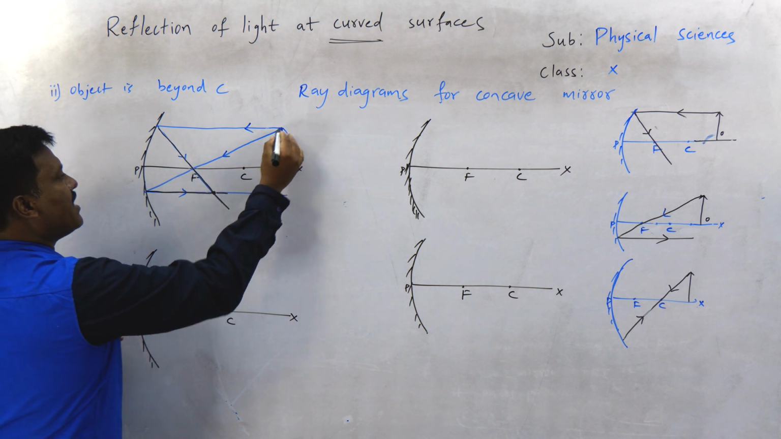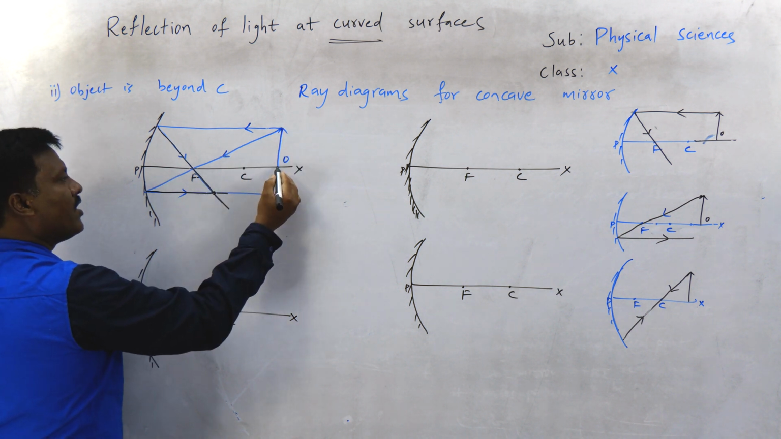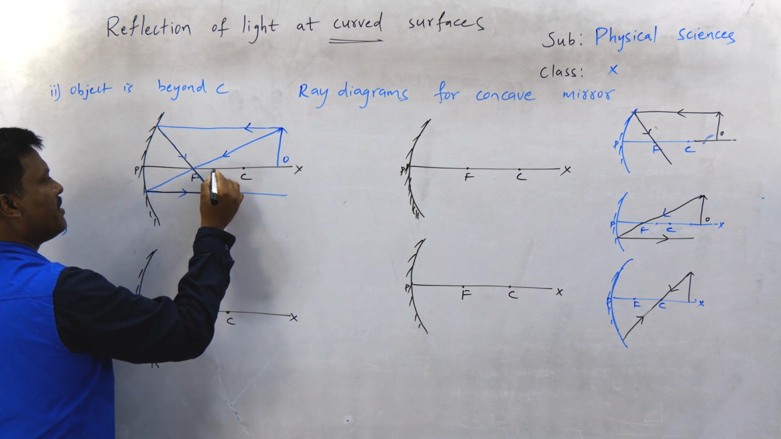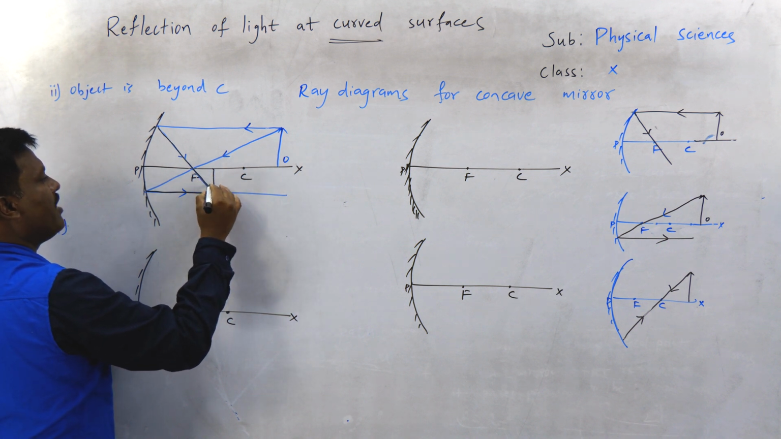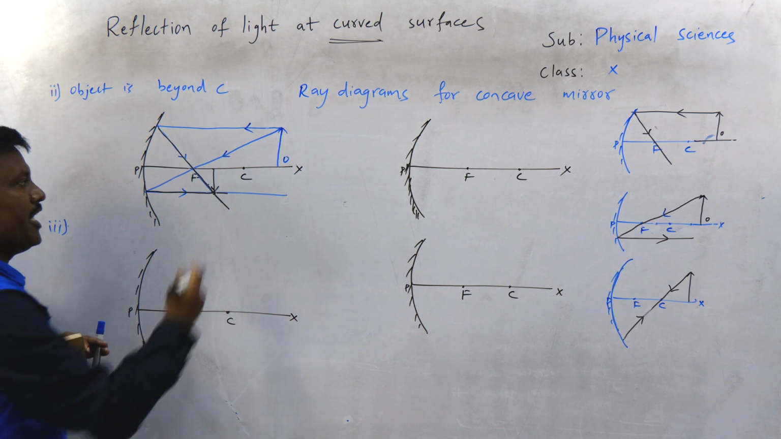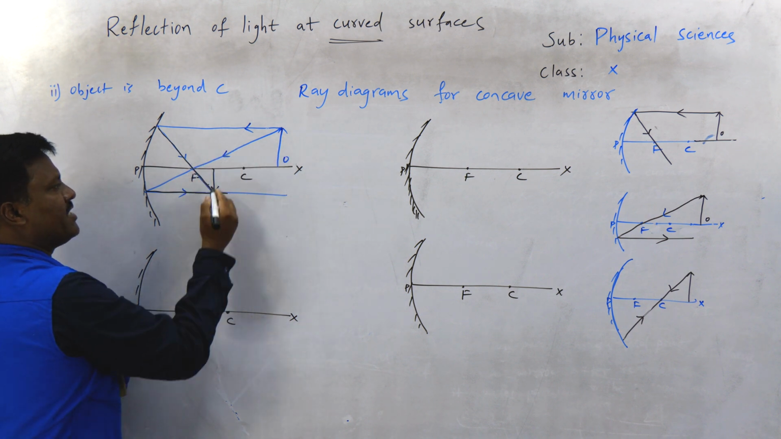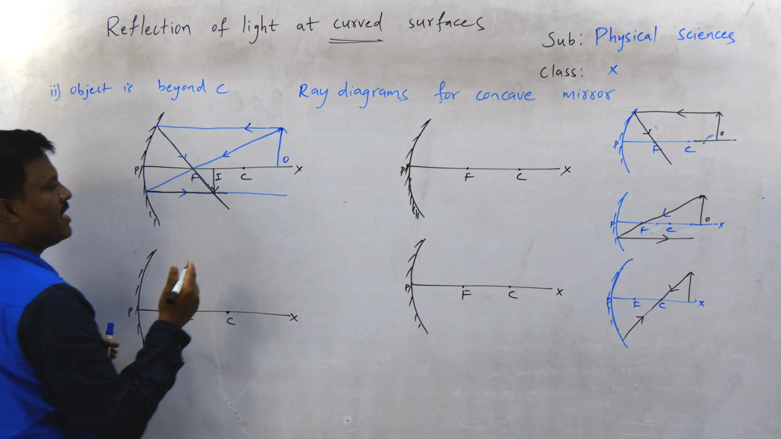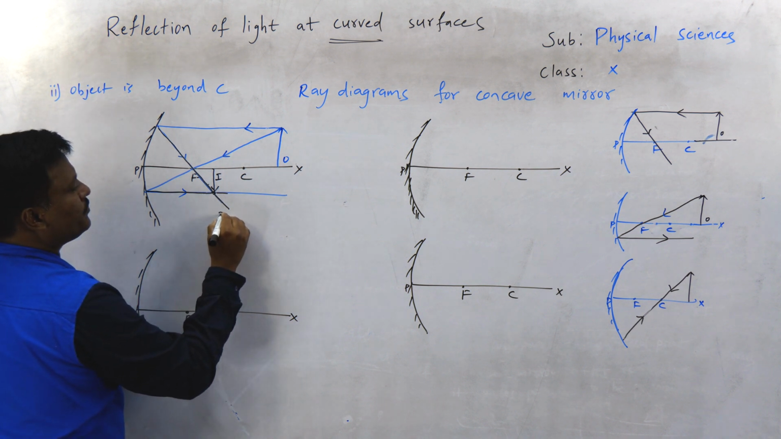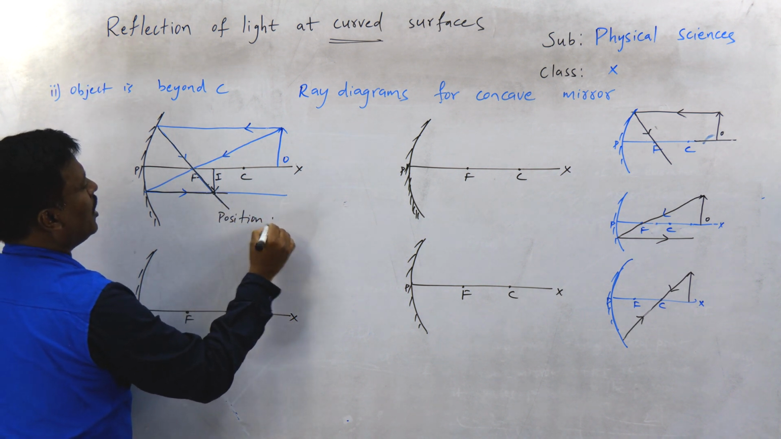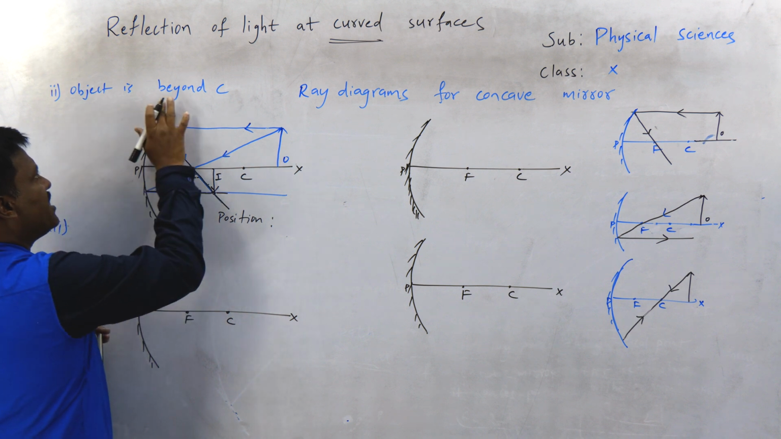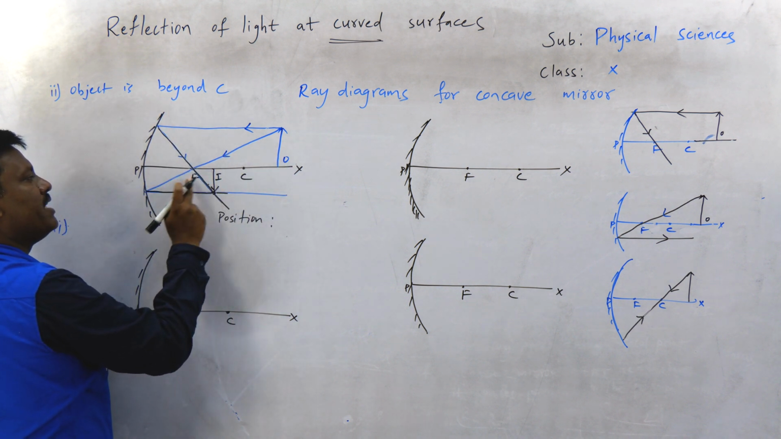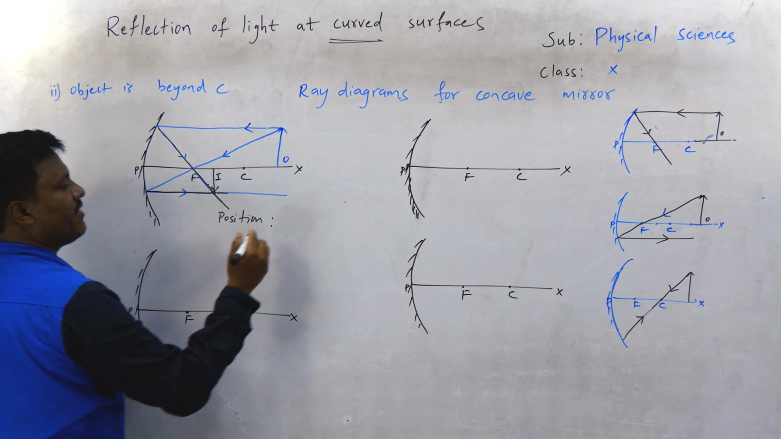So this is the tip of the object. The base of the object is on the principal axis. The image base is also on the principal axis. So the image forms this way. Image is formed below the principal axis. Okay, so this is image. What is the position of the image? Object is placed beyond the center of the curvature. Their image is formed between focus and the center of the curvature.